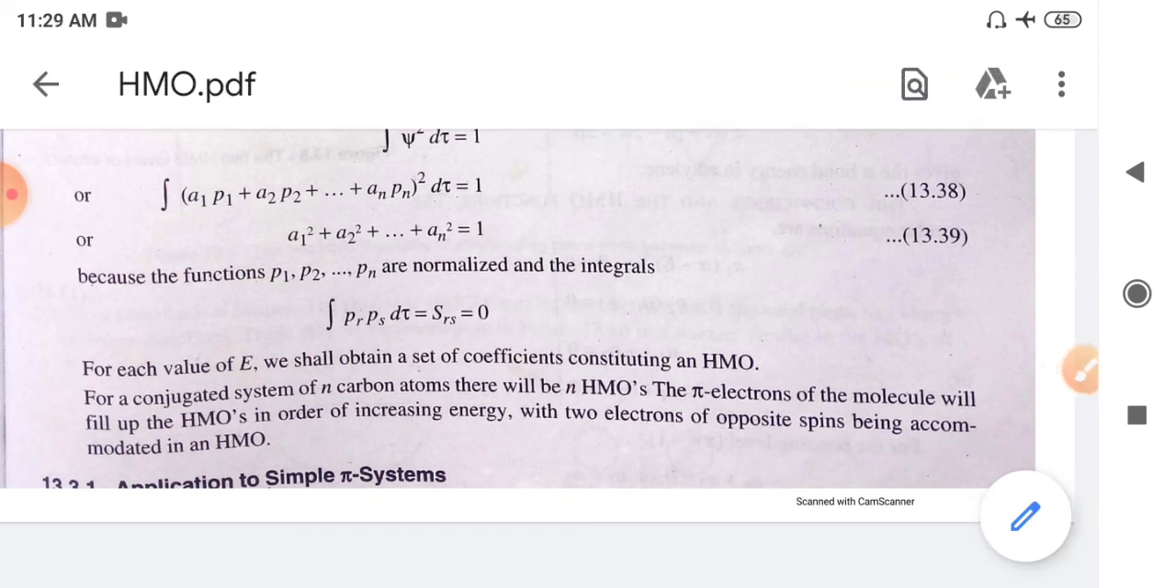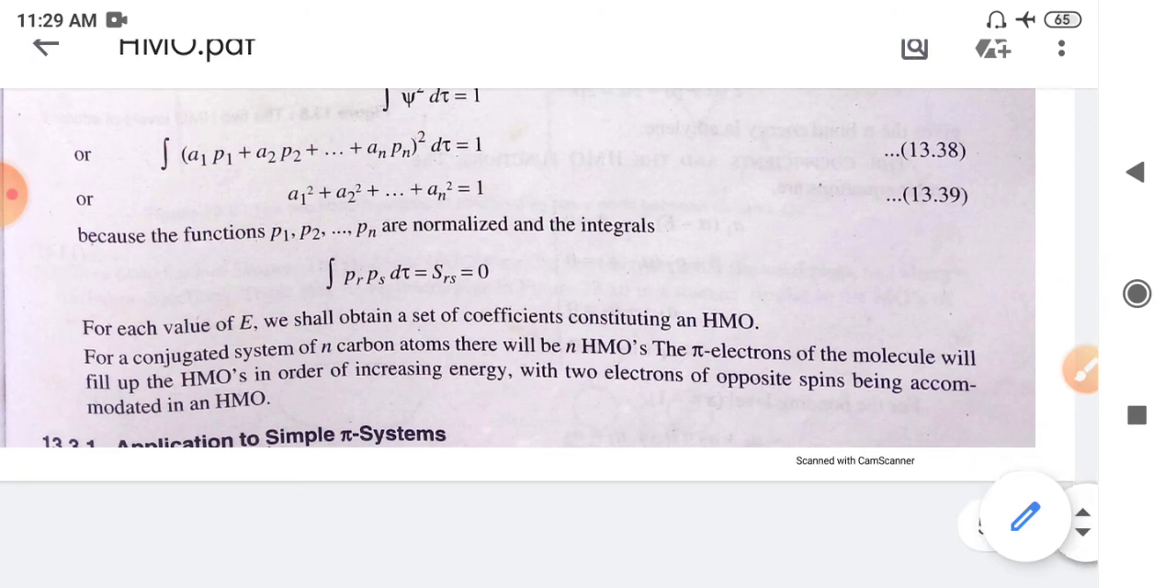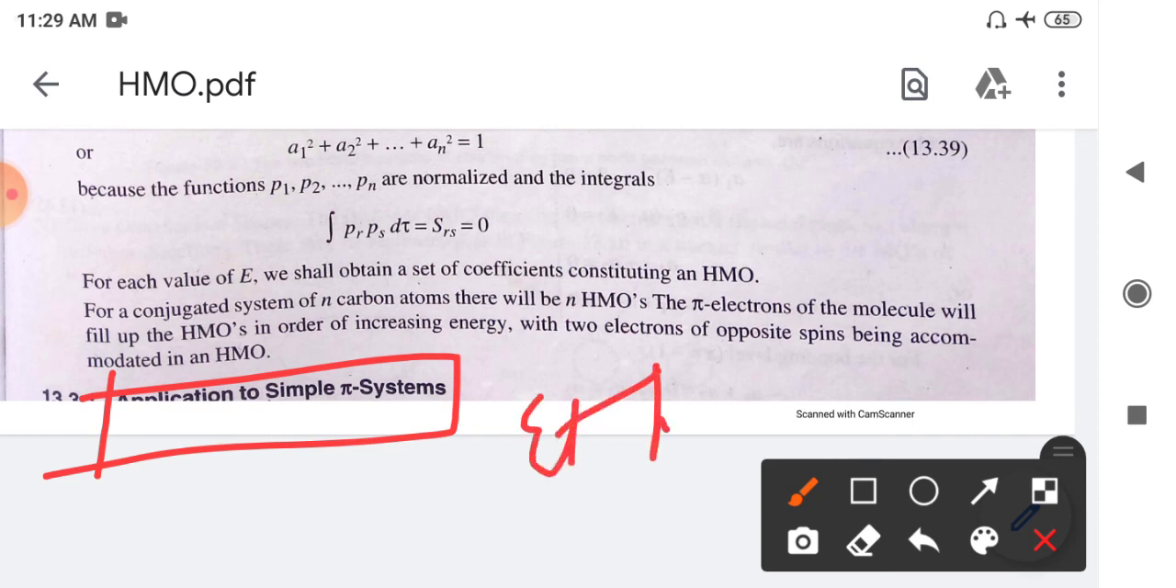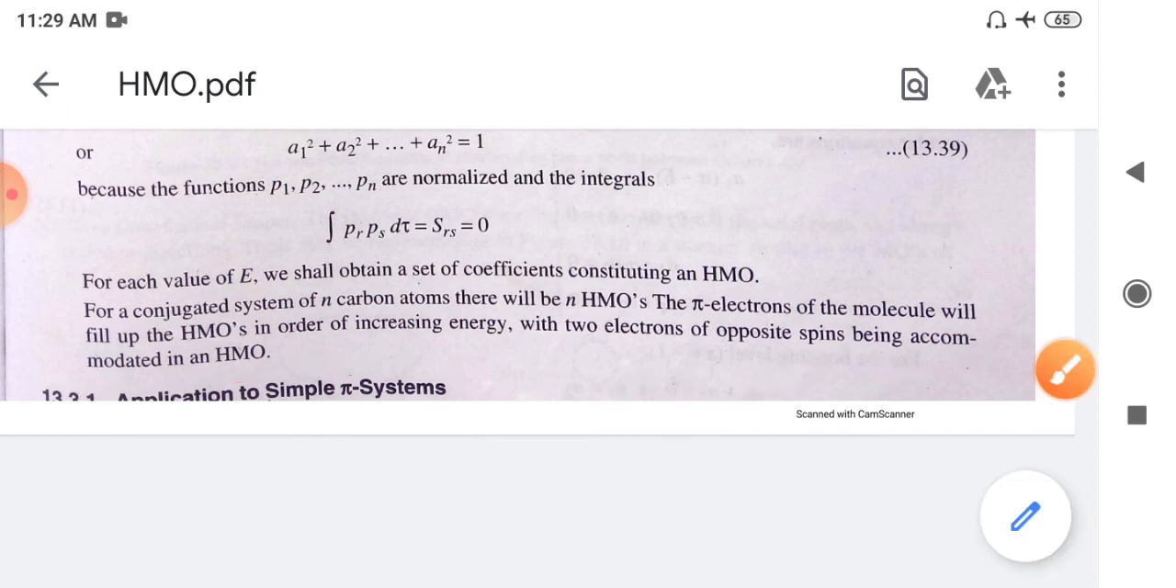So we will see the application of this simple pi system. We are going to see the ethylene, then butadiene and benzene systems in detail. So we will have the detailed solution of the ethylene, benzene and 1,3-butadiene systems.